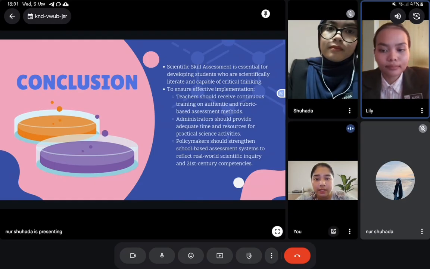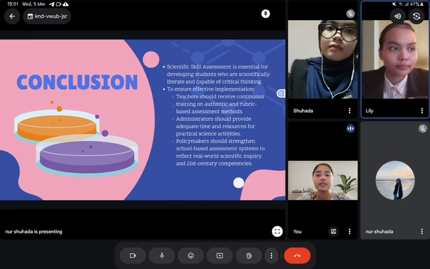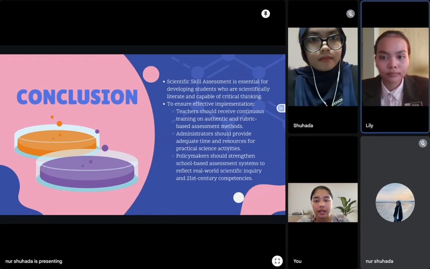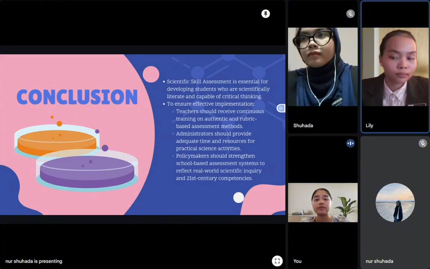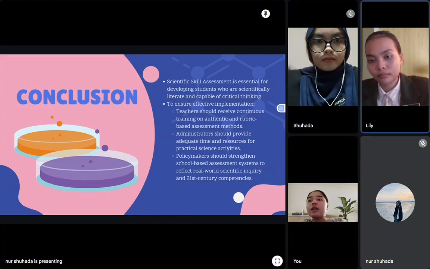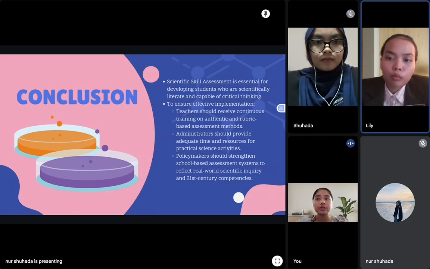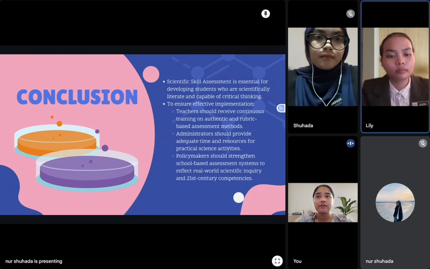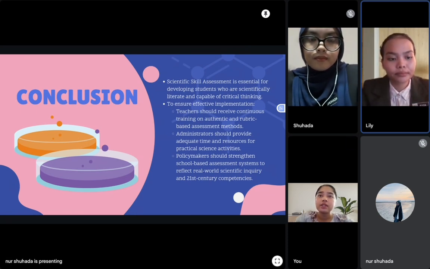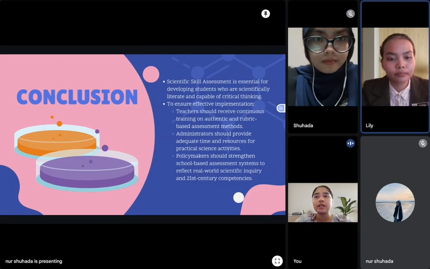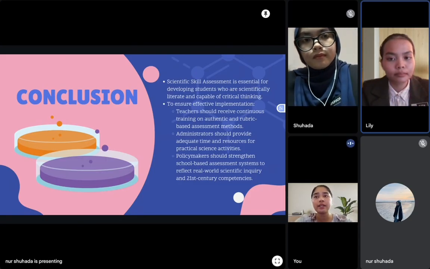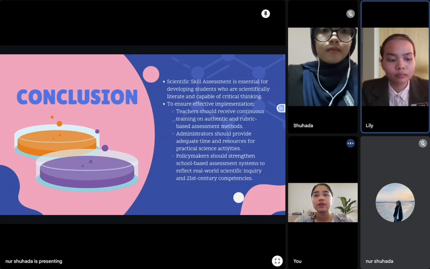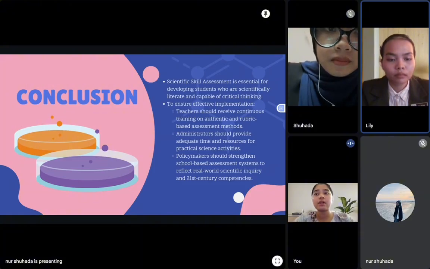The third one, policymakers should strengthen school-based assessment system to reflect real-world scientific inquiry and 21st century competencies. Which means education policymakers should enhance school-based assessment systems so they align with real-world scientific inquiry and promote 21st century skills such as communication, collaboration, and innovation. For example, the Ministry of Education might introduce national frameworks that encourage project-based learning and integrate digital tools like data analysis apps or virtual labs.